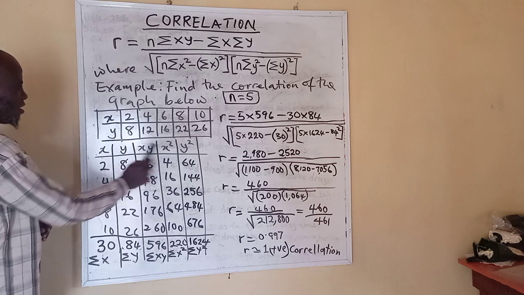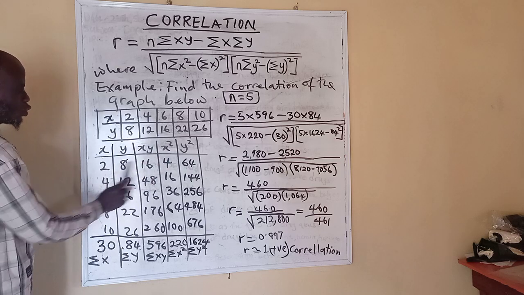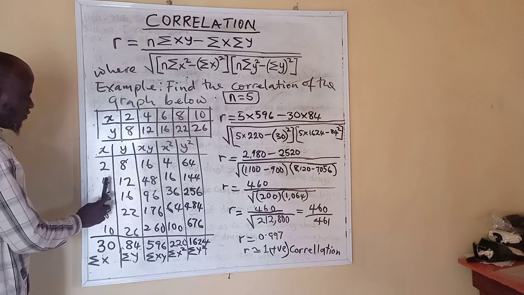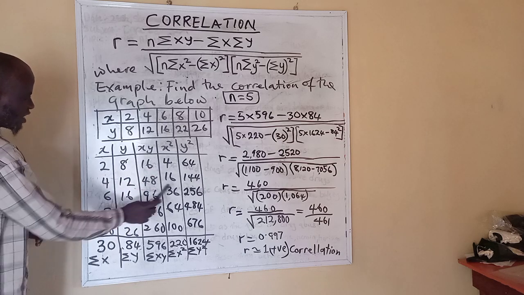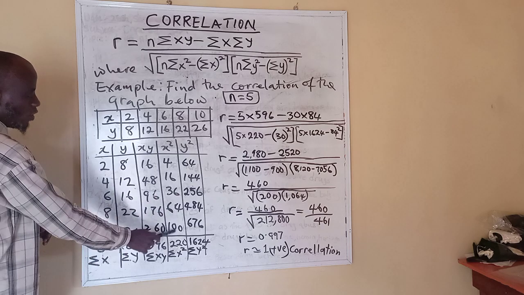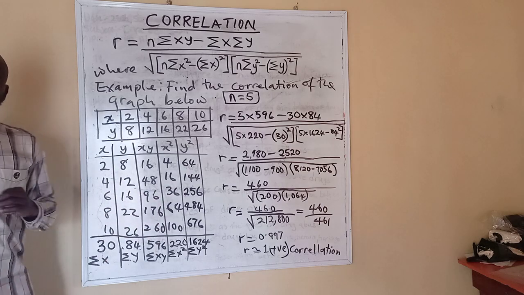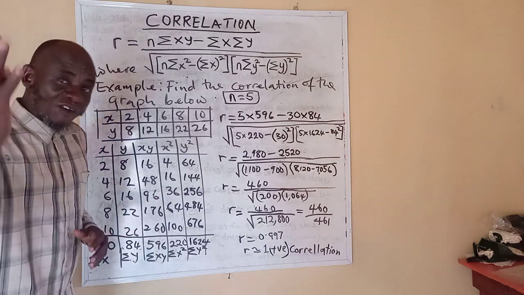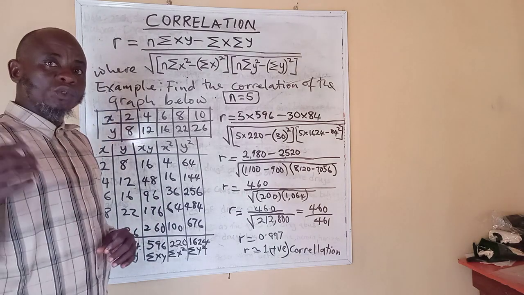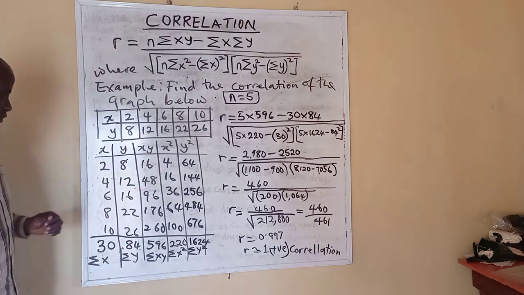Then you find the square of the x variable. x squared: 2 squared gives us 4, 4 squared gives 16, 6 squared gives 36, 8 squared gives 64, 10 squared gives 100. Then y squared gives what is here, as you can see. If you have any problem, feel free to ask me any question on this topic.